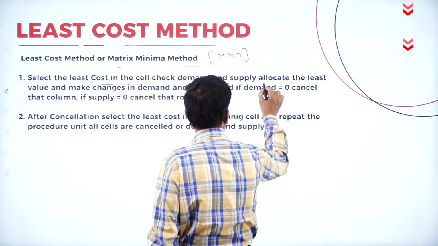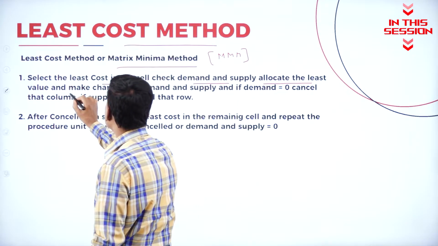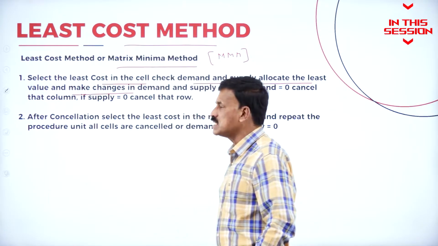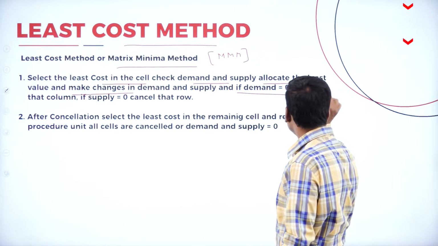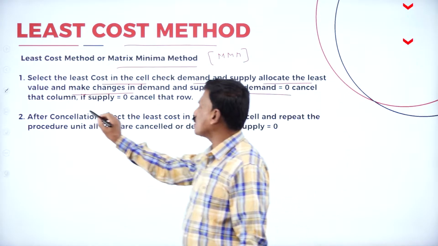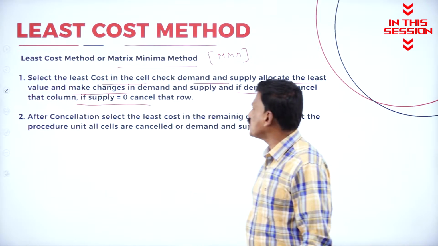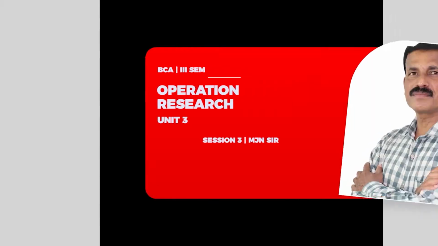Check the demand and supply, allocate the least value and make the changes in demand and supply, and if the demand is 0, cancel that particular column. If the supply is 0, cancel that particular row.